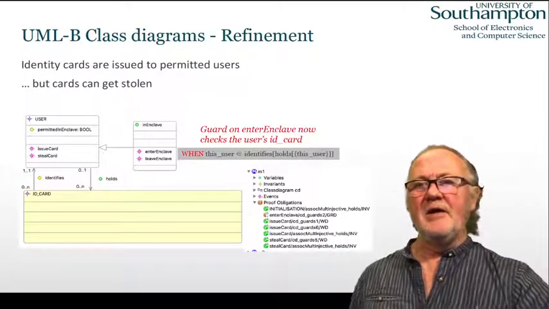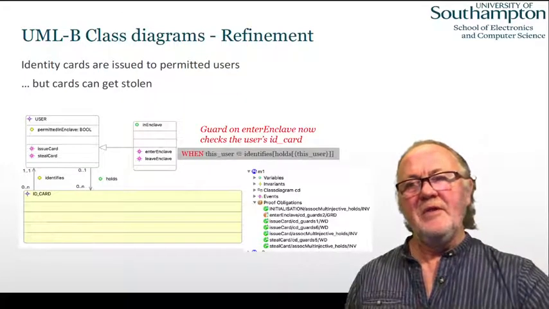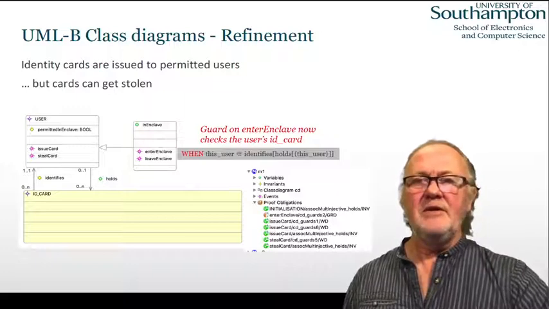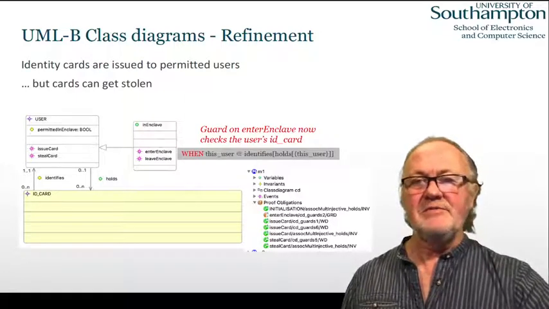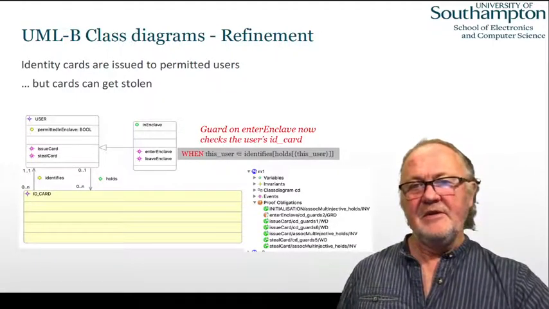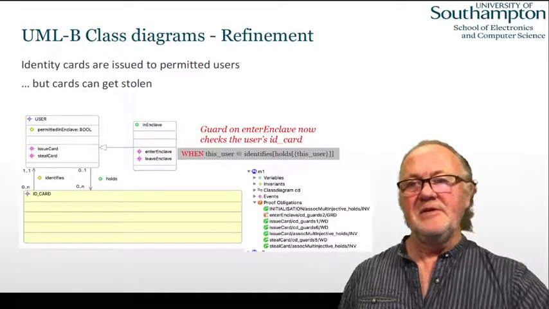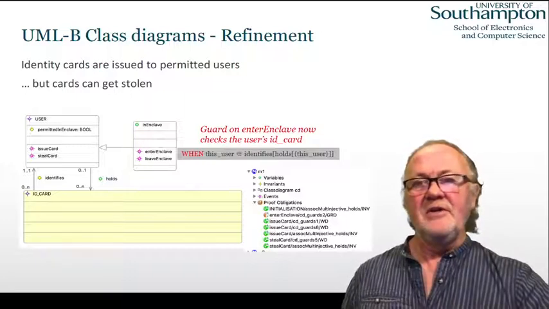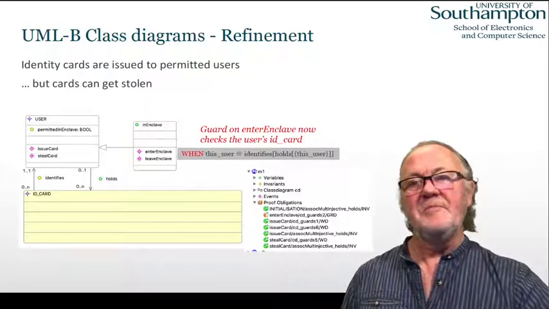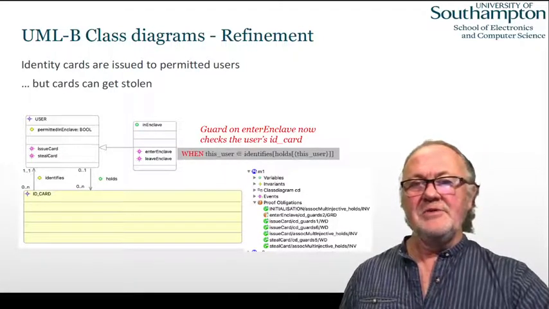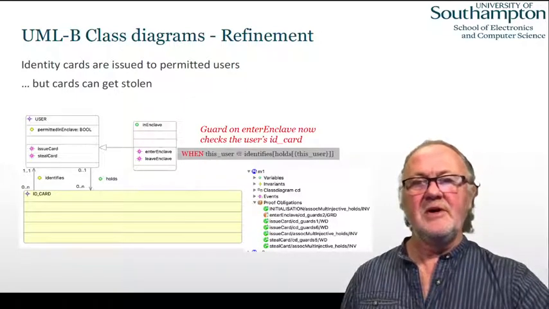So this is a refined class diagram. The white classes are refined classes, and the yellow one is a new class that we've added in this refinement level. And in this refinement we've added the notion of identity cards. So a card identifies a unique user, and if a user holds such a card, then they are permitted in the enclave. So note that we allow cards to get stolen by other users. You can see the steal card method in the user class.